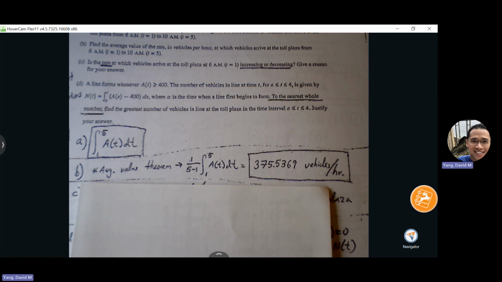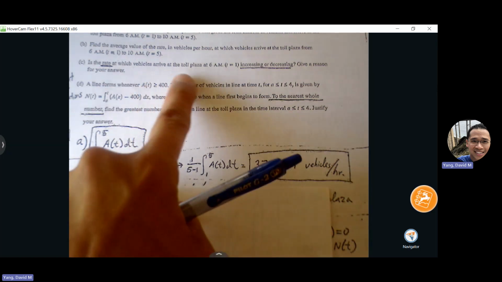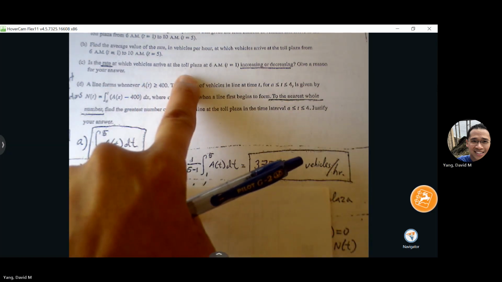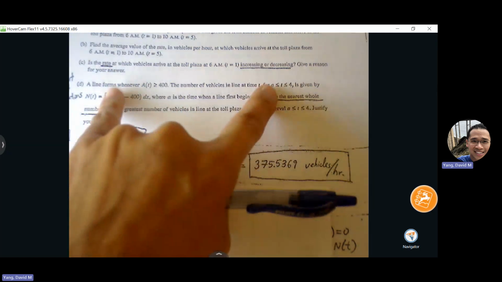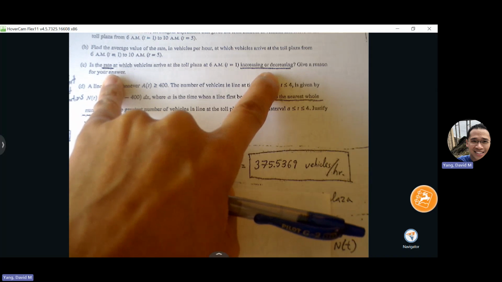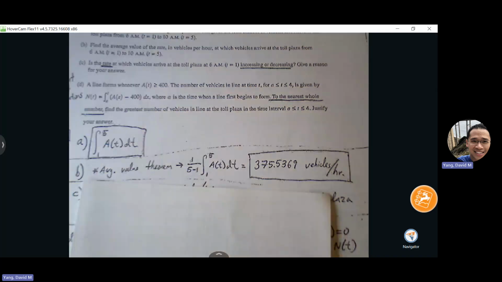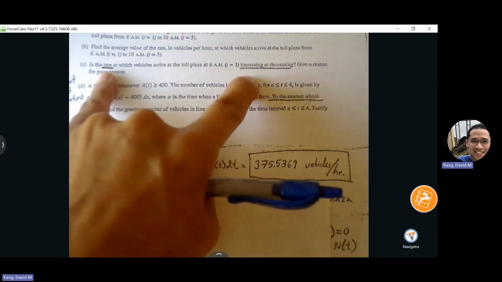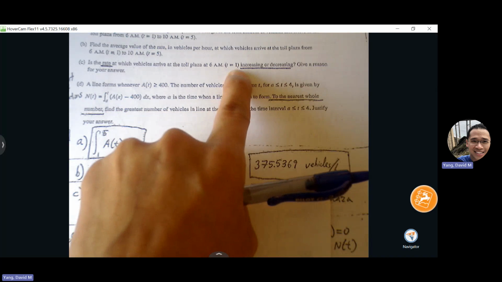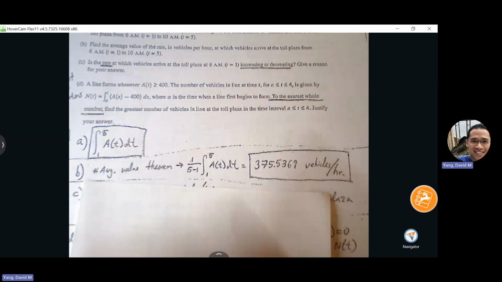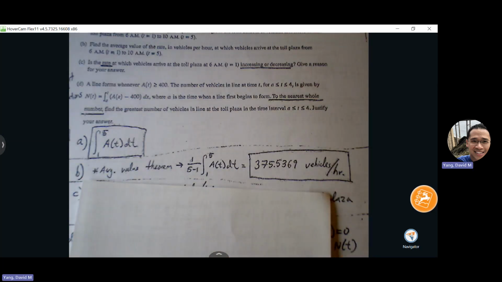Part C, is the rate at which the vehicles arrive increasing or decreasing? So we want to know, is the rate increasing or decreasing? This is not just looking at A of t, this is looking at A prime, right? We're asking about the rate of change of A of t. So we can just find A prime of 1, do math 8, see if that will get you a positive or negative number. Okay. Positive number would mean that the rate is increasing. Negative number would tell us that the rate is decreasing.